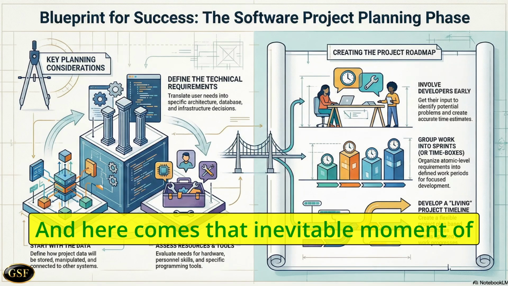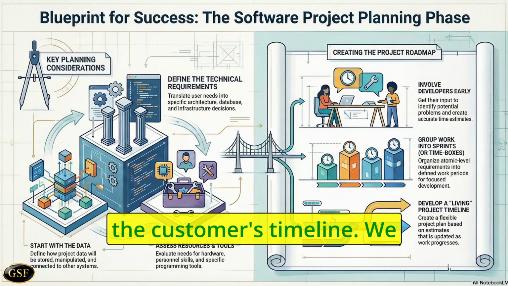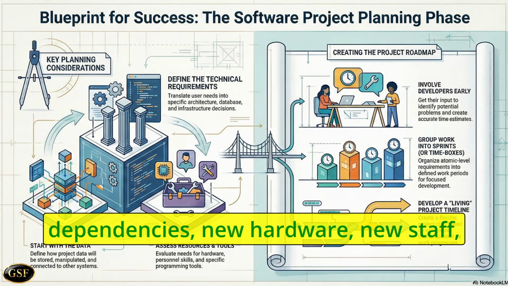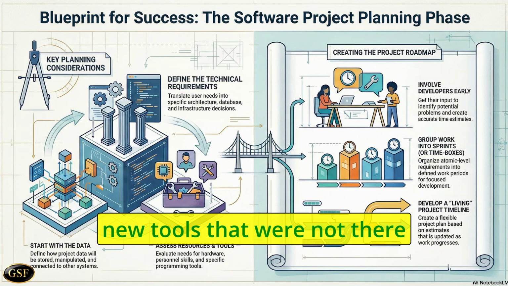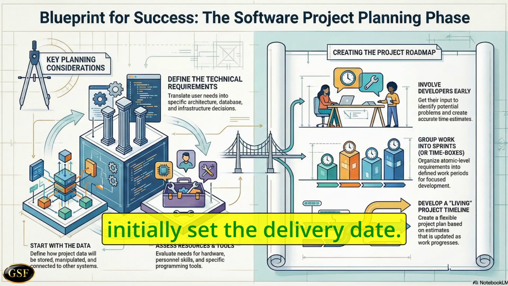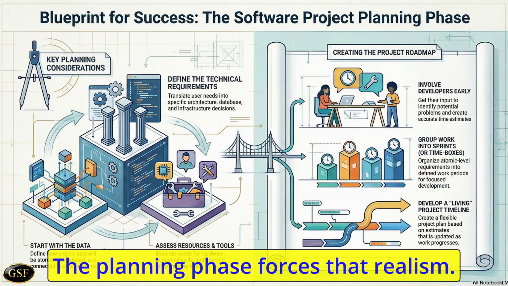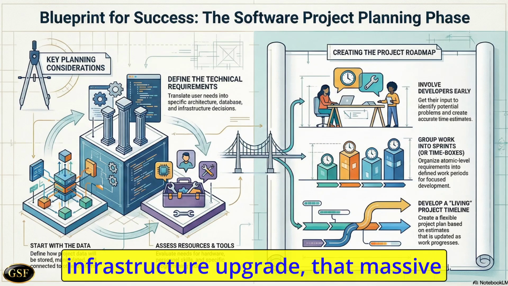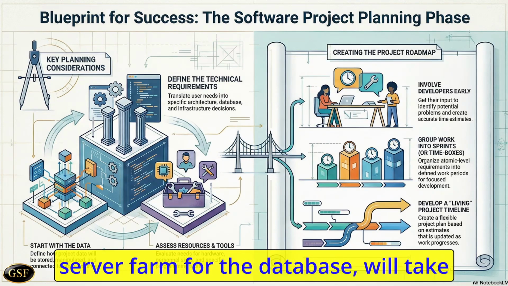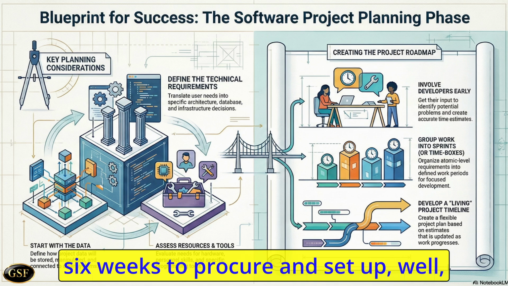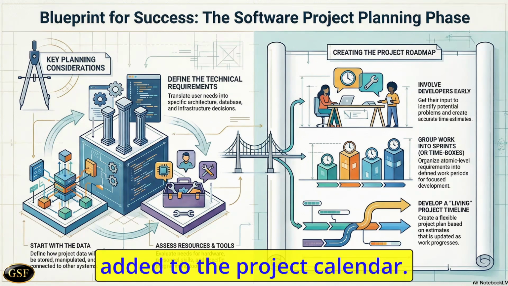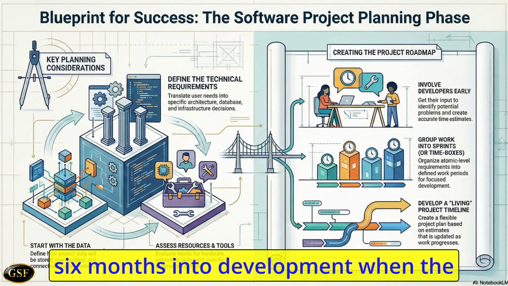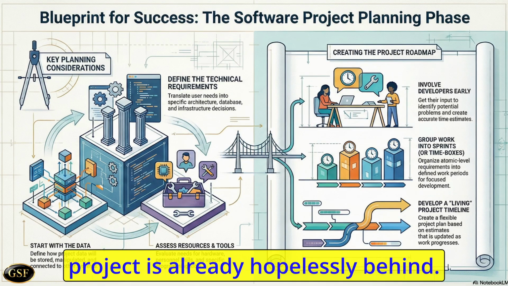And here comes that inevitable moment of truth, the collision with the customer's timeline. We now have a list of technical dependencies, new hardware, new staff, new tools that were not there when the customer initially set the delivery date. Correct. The planning phase forces that realism. If we found out that the required infrastructure upgrade, that massive server farm for the database, will take 6 weeks to procure and set up, well, that 6 weeks must be added to the project calendar. So you have to have that difficult conversation now. It's so much better to have it now than 6 months into development when the project is already hopelessly behind.